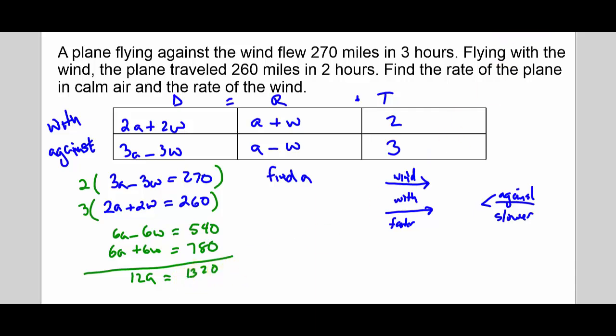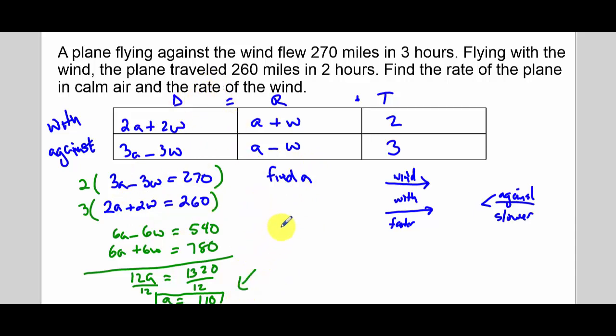So now all I have to do is divide both sides by 12, and I get a is equal to 110. Now it just so happens I was looking for the airspeed, and I found it, so I don't necessarily have to plug back in to find my W. Although I could just plug back into those two equations if I wanted how fast the wind was going. Actually, it does ask me to find the wind rate too.